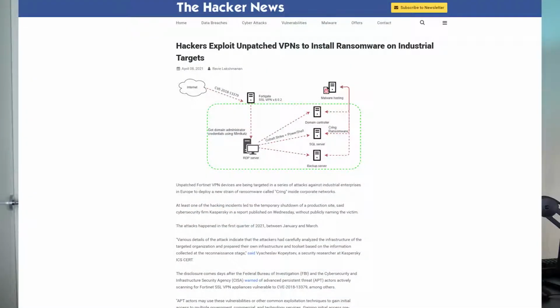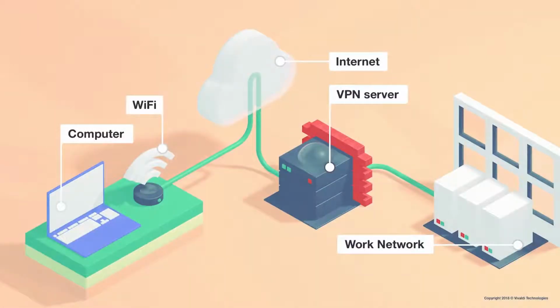In fact, VPN exploits were very popular with ransomware groups for a while. Essentially, the VPN sits on the edge of the network, and it allows employees to connect into the network from other locations such as their home. And there are a bunch of vulnerabilities discovered in this software.